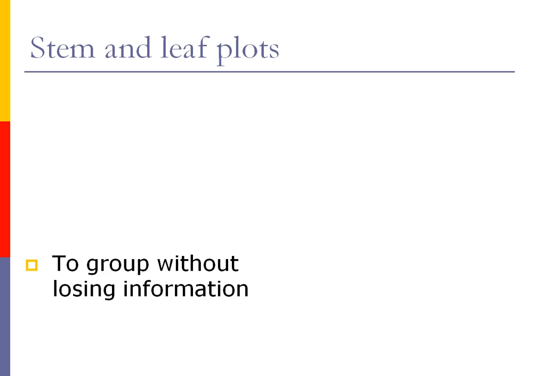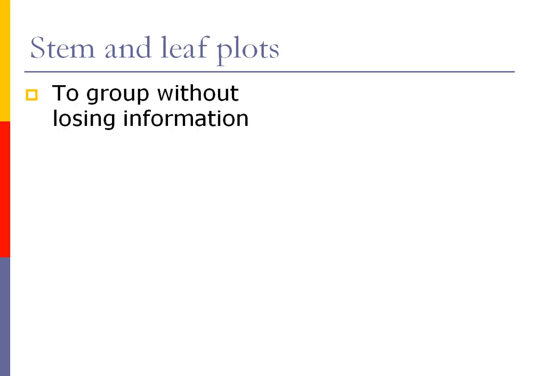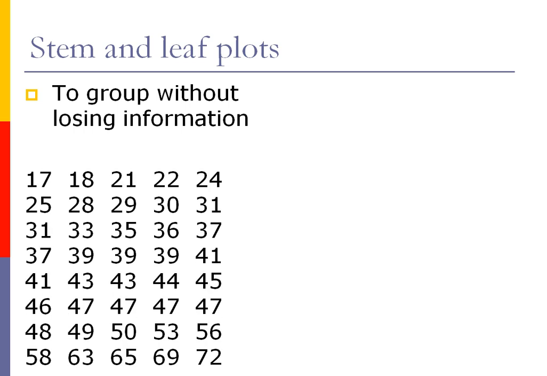So let's see, what is this thing? It's basically a method to group data without losing information. Remember in the last video I said that sometimes when you group data in order to count them and put them in a frequency table, you may lose the original data. You want to keep that. But this allows us to actually display and organize the original data without losing any information whatsoever. So let me give you an example to show you how it is done.